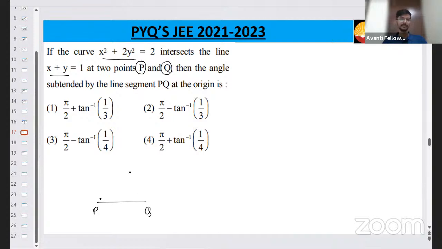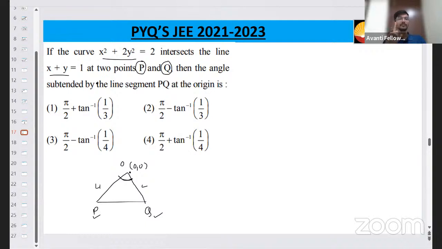Now I have to find the angle subtended by PQ at origin. That means this angle, right? So we have the coordinates of P, we have the coordinates of Q. We can write the equation of this line OP, we can write the equation of this line OQ, and then use the angle between formula, which is tan theta equals to m1 minus m2 upon 1 plus m1 m2, and get the angle. This is one of the ways. So it looks lengthy, but you sure can try by solving this simultaneously.